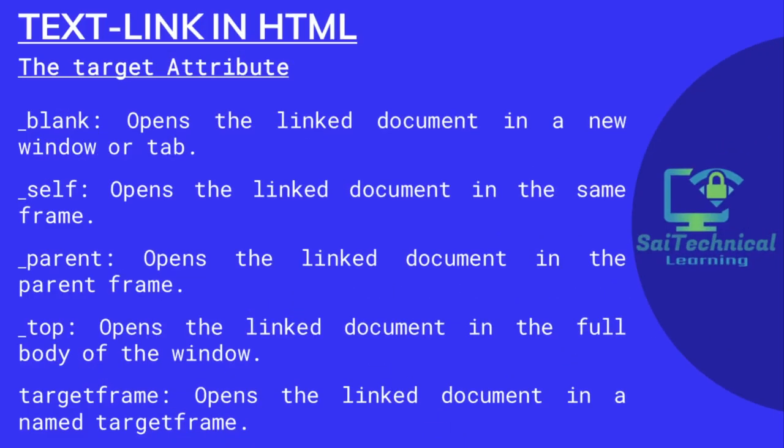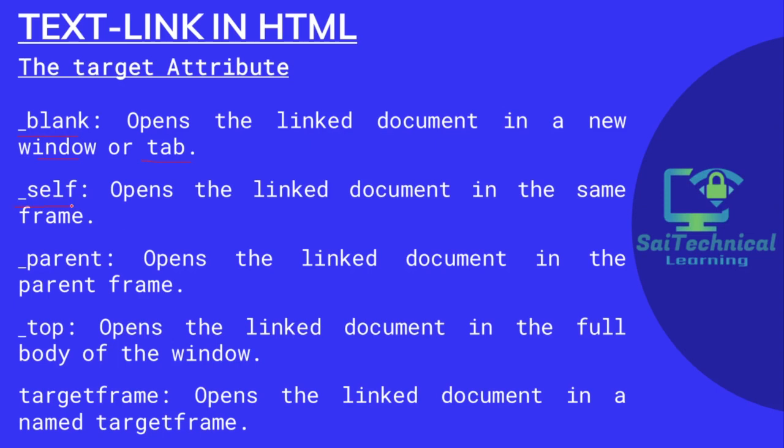So here we have the different types of target attributes. First one is _blank. It opens the linked document in a new window or a new tab. So whenever we use target equals _blank, the new document or new web page will be opened in a new window or tab.